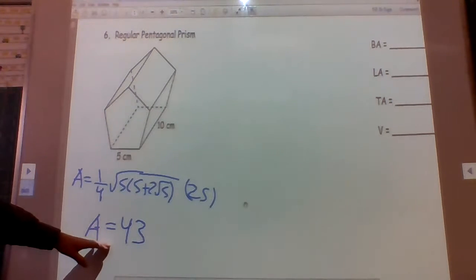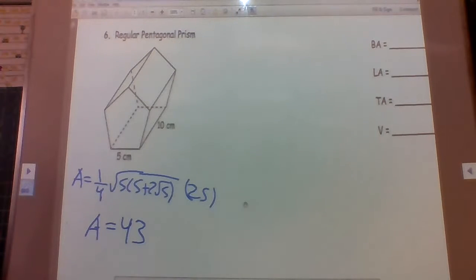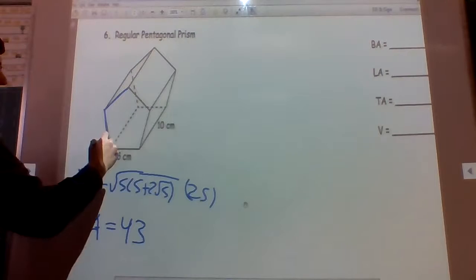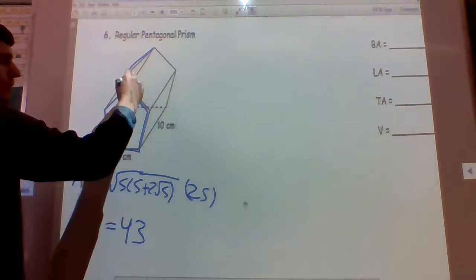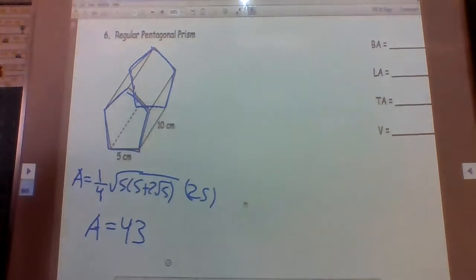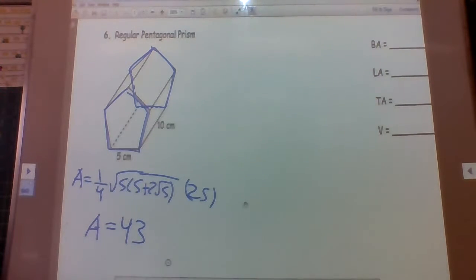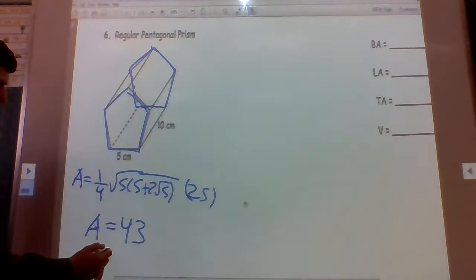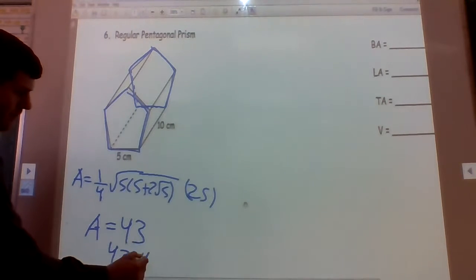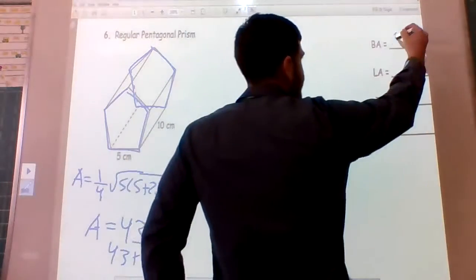So I told you guys the area here was 43. I think I didn't tell 5th hour, but I definitely remember telling 1st through 4th hour. So 5th hour might be a little confused and lost, but that's okay. They can Google this just like I Googled it, right? So the area of one pentagon here is 43. We have 2 pentagons, so 43 plus 43 is 86 centimeters squared.